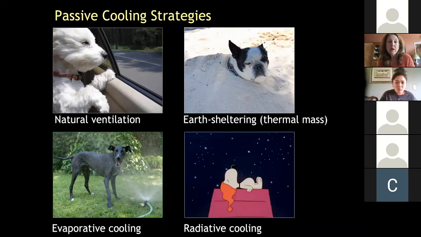Now, another form of passive cooling is earth sheltering. This is where we're using the earth as our naturally occurring heat sink. And this is where you're trying to dump the heat from the space into the environment.